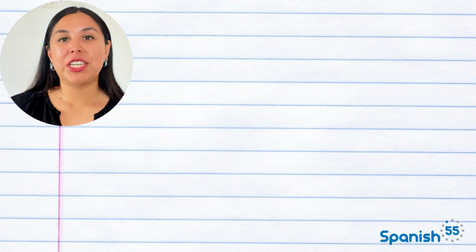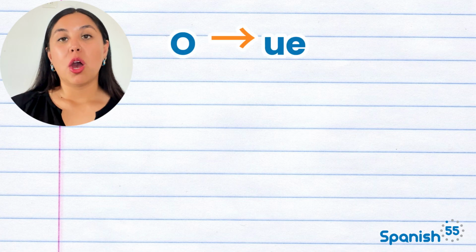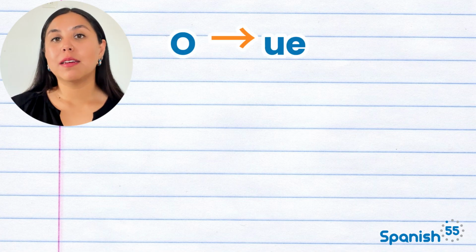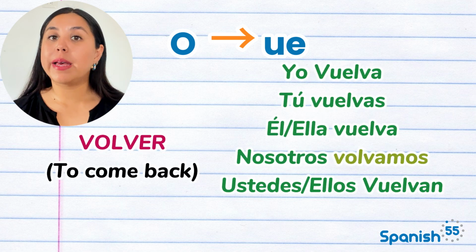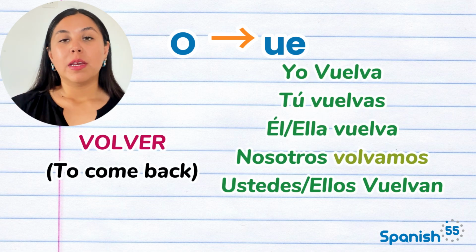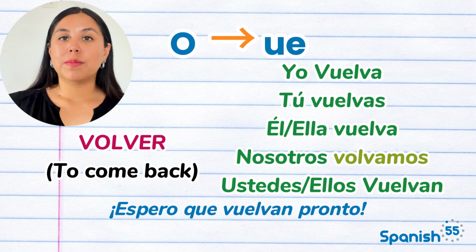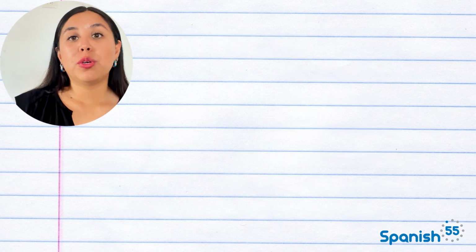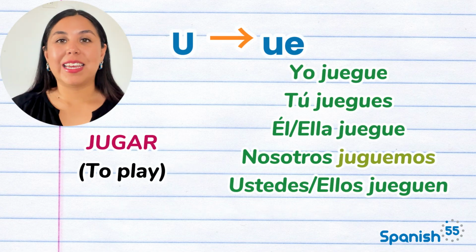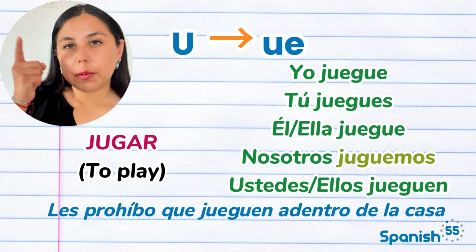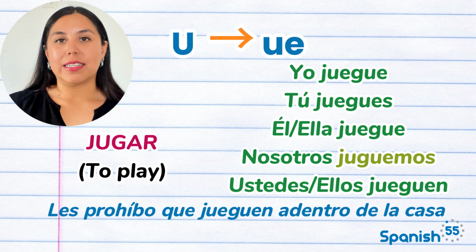Now, let's look at the specific stem-changing rules in the present subjunctive. The possible stem changes are O to UE, like in volver. Por ejemplo, espero que vuelvan pronto. U to UE, like in jugar. Les prohíbo que jueguen adentro de la casa.